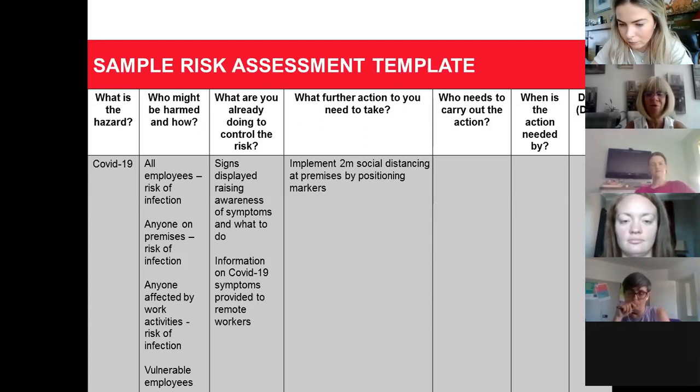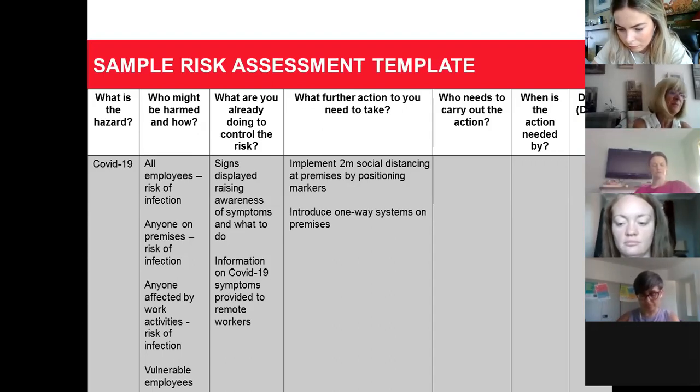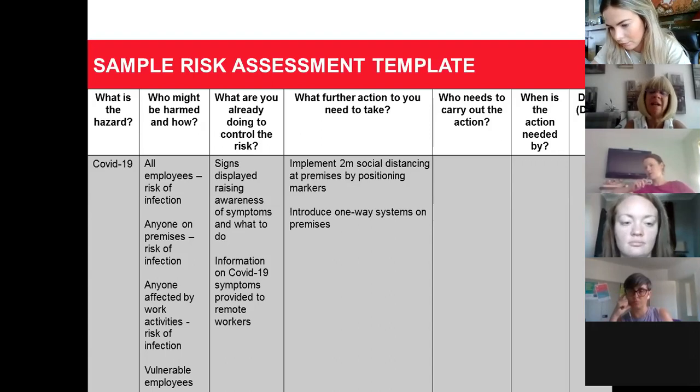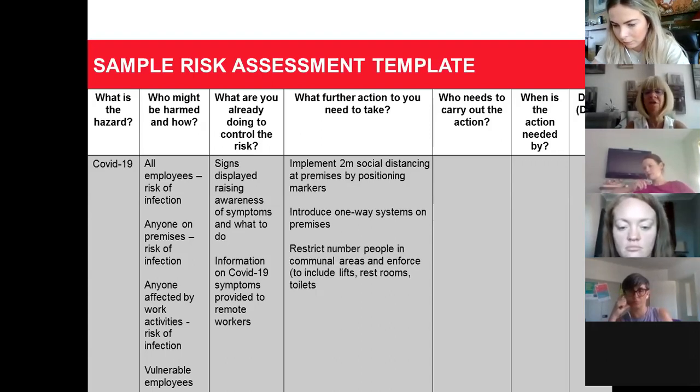So positioning markers in the workplace is something that you might want to do now that you didn't do before. You might want to introduce one-way systems, for example, so that reduces the risk of people coming face-to-face with each other on their routes around the premises. It also makes sure that you're regulating the number of people in the workplace at any one time, or in an area in the workplace at any one time. So again, something you might want to think about as an additional control.